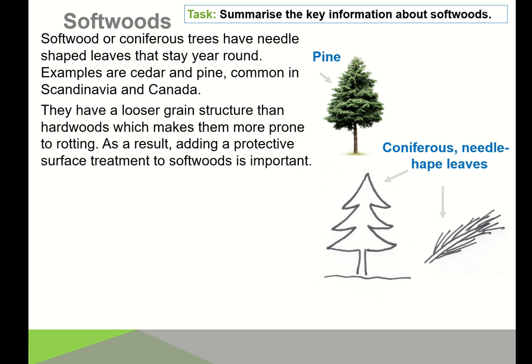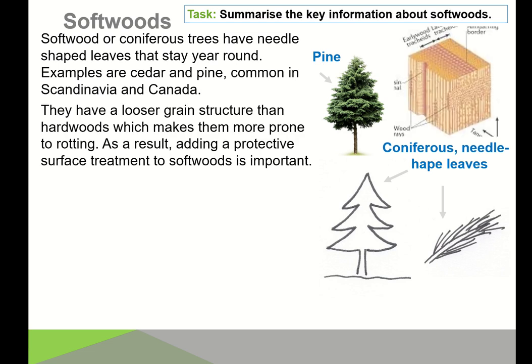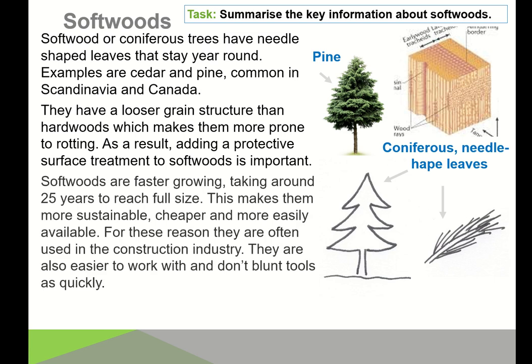They have a looser grain structure, looks something like that, than hardwoods, and that makes them more prone to rotting. As a result, adding a protective surface treatment to softwood is important. So it's more important to varnish and to paint softwoods to provide extra protection from rot.